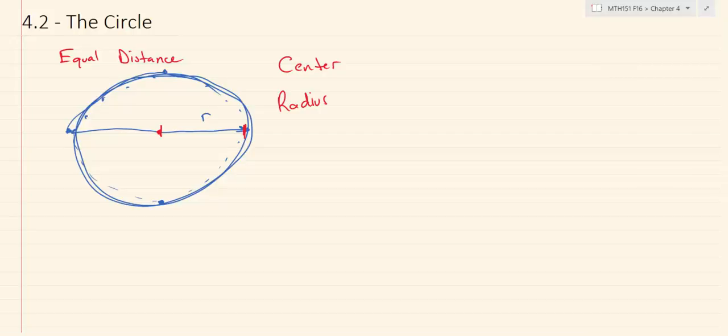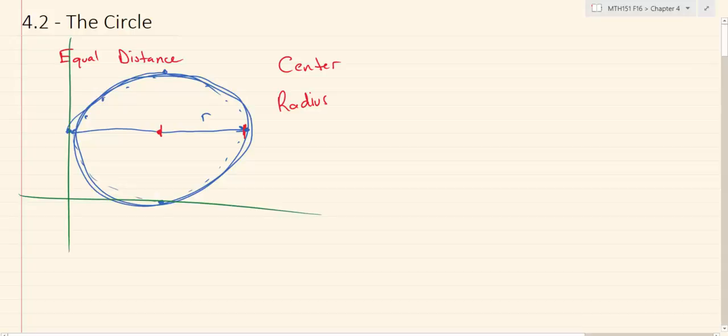Then along comes Descartes, and Descartes slaps a grid on this thing and creates x coordinates and y coordinates, and now mixes in a little bit of algebra, and now we have a different definition of a circle. It's still based on the center and the radius, but now there's some more information. The center is now located at a particular point, h, comma, k.